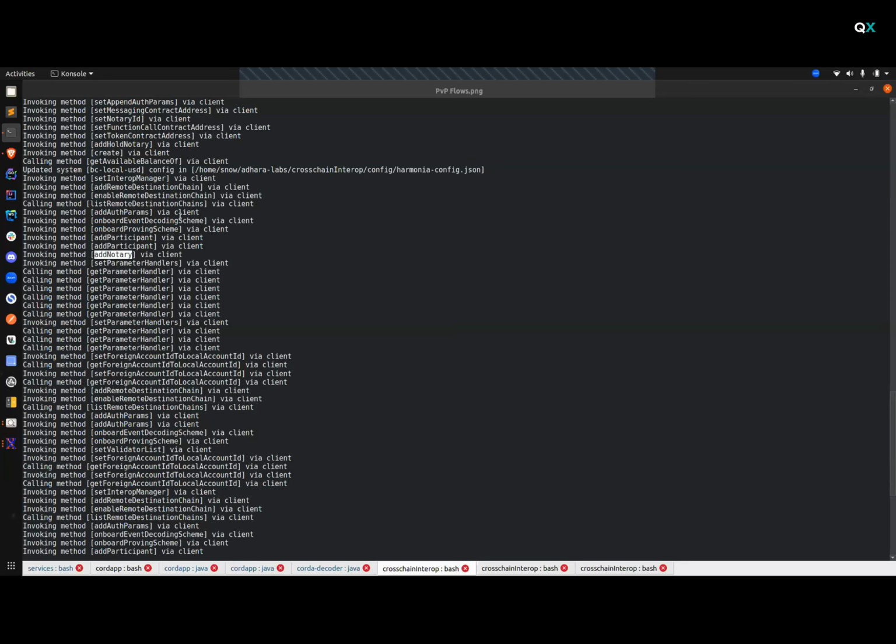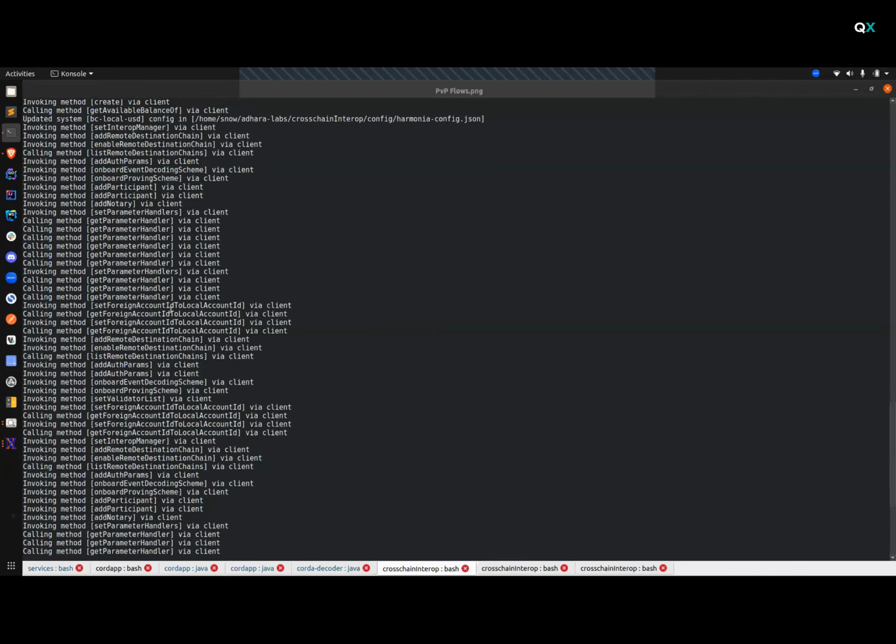We will have event decoding schemes and event verification schemes for different ledgers. They would look different for Ethereum and for Corda. We will have certain authentication parameters allowing only certain contracts to make this remote function call. And then we also need a mapping, in case we come from a Corda ledger where we have X500 names and we have to go to account IDs, which might be addresses on the Ethereum ledger.